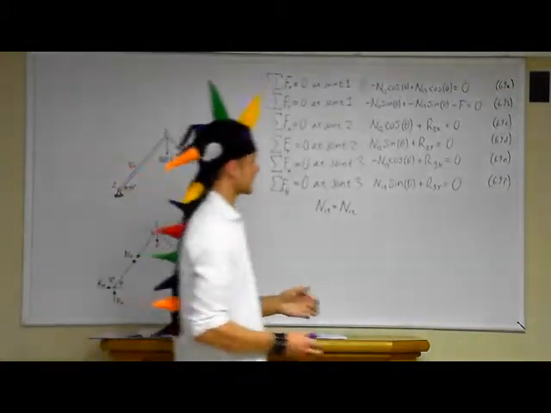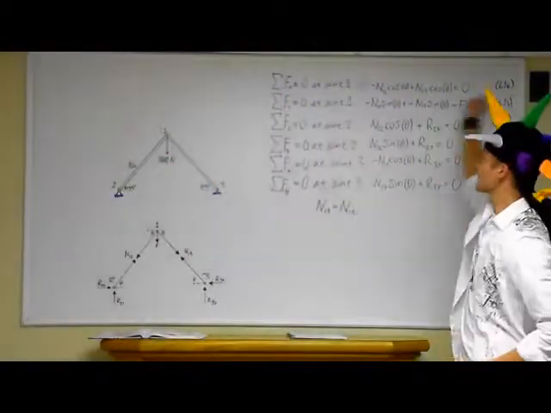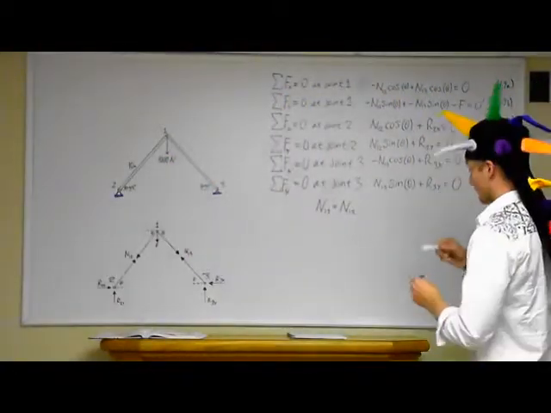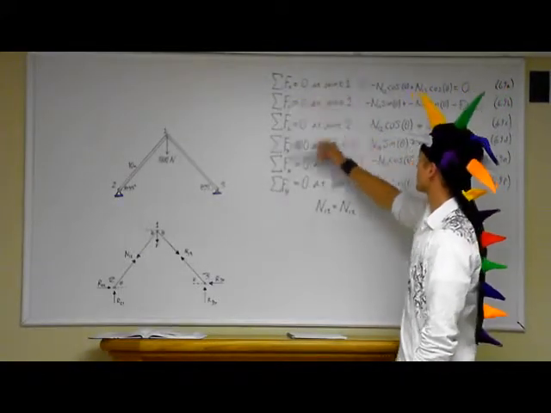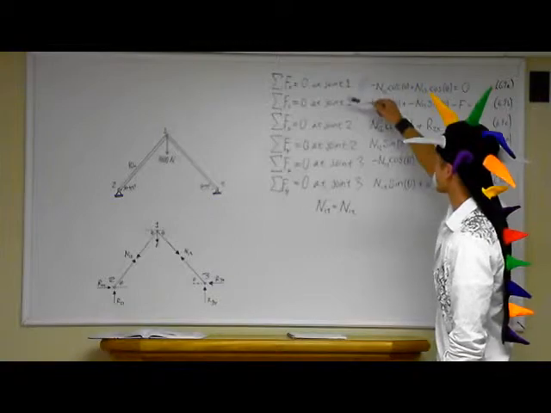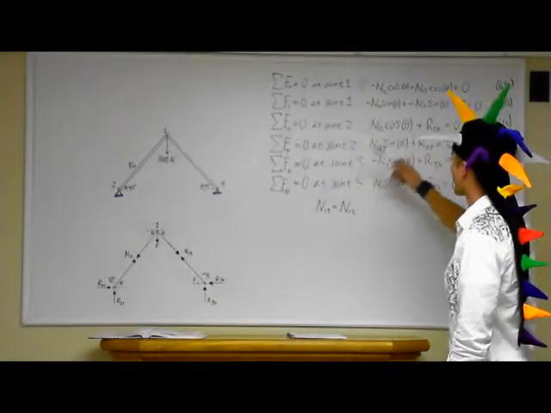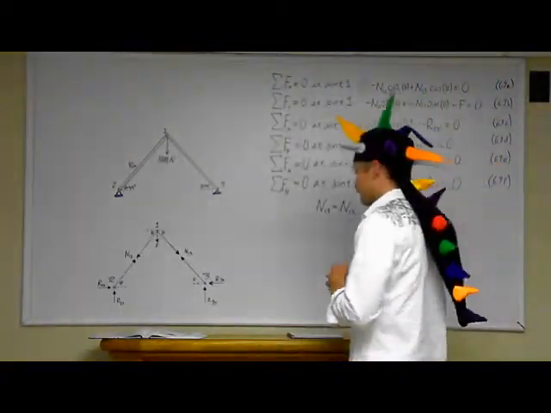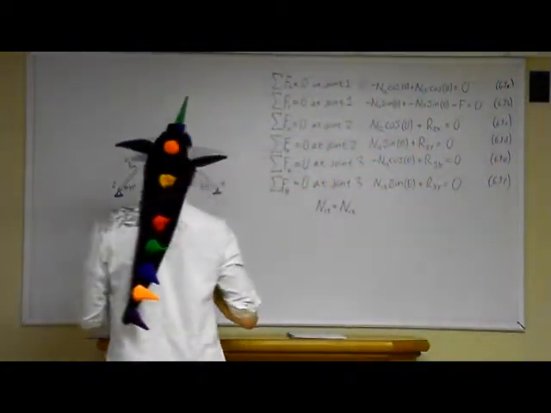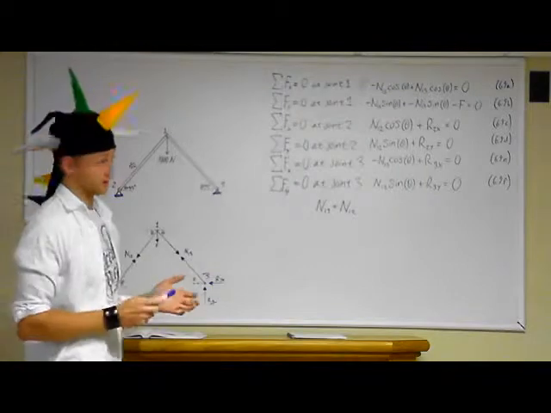Alright, now as you can see here, I've written out all the equations from the book showing the sum of the forces for each point. Joint 1 x, y, joint 2 x, y, joint 3 x, y, has to be equal to 0. Now, we can solve this system of equations and actually get the values we're looking for.